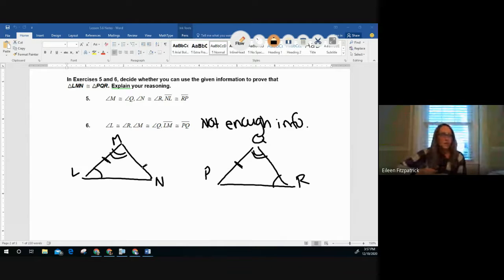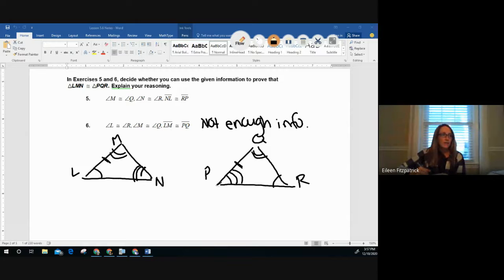Third angle theorem allows me to say that this angle N is congruent to this angle P. Does that help? Well, now I could have angle, angle, side, all right? Or I could have angle, side, angle, right? Over here, it does look like I have angle, side, angle, but be careful.